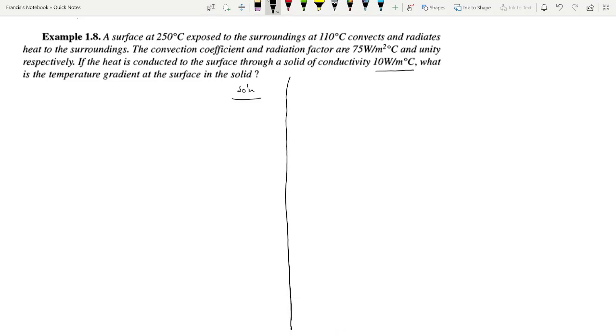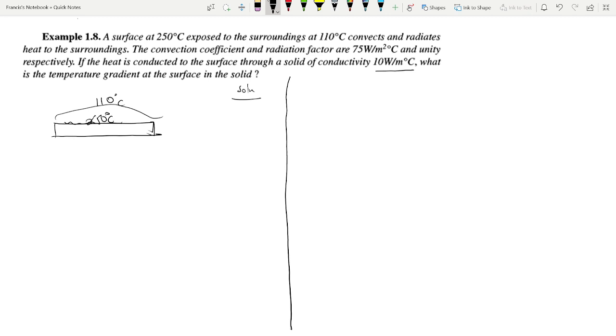We have a question which says that a surface at 250 degrees Celsius is exposed to the surrounding. Now, having this as our surface, which is 250 degrees Celsius, it's exposed to the surrounding at 110 degrees Celsius. It convects and radiates heat to the surrounding. So now our surface here is emitting heat by both radiation and convection.